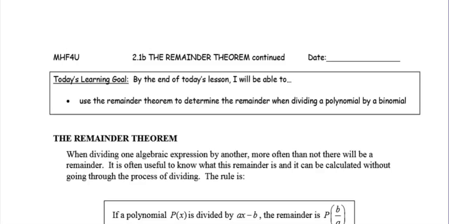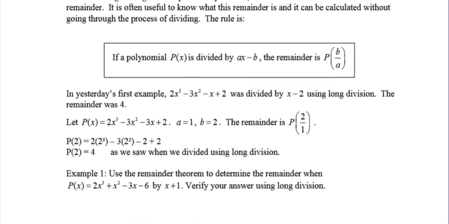Of course, when dividing an algebraic expression by another, often there is a remainder. And it's sometimes useful to know what the remainder is, and we can do that without actually going through that whole long process of long division. So here's the rule. The rule says that if you take a polynomial p of x and you divide it by a divisor in the form ax minus b, then the remainder is p of b over a, where b is the opposite sign of the number here in your divisor, and a is the coefficient of the x.